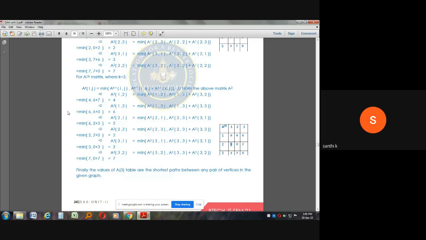As we have three vertices, we have repeated these formulas for A power k, which is k equal to 1, 2 and 3. So this is the resultant matrix finally. The values present in this matrix will give you the shortest path between every pair of vertices. So here in this matrix, you have 1 comma 2 value is 4.